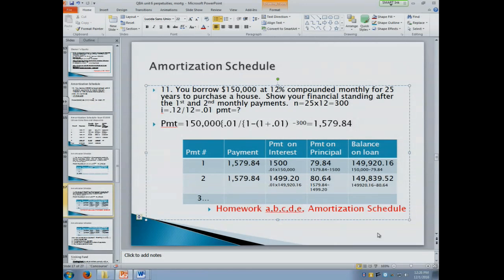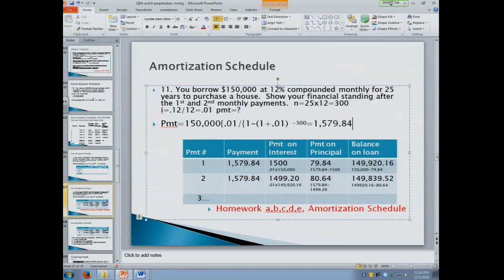Okay. So I asked you to fill out this amortization schedule. Your payment is the first column. It will remain the same, as I said, for 300 payments. Now, this payment is made up of two things. It's made up of interest you pay on your principal and your payment against your principal. You're paying down that $150,000 over 300 payments, so eventually you will owe nothing.